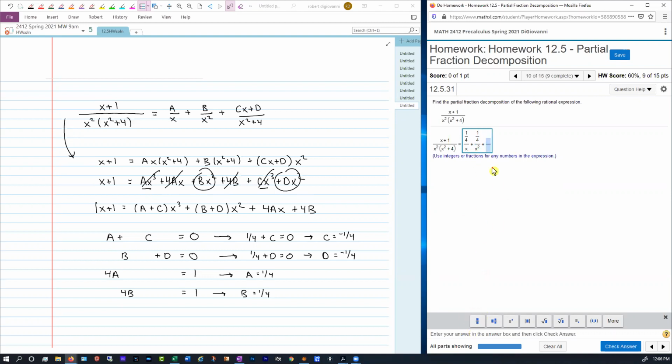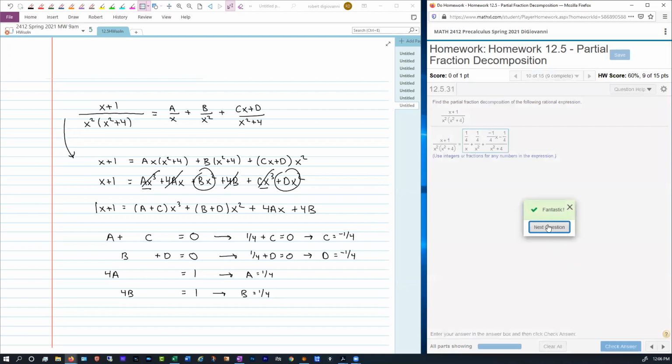Okay, next one is a fraction, and then c is a fraction, so negative 1/4 in front of x, plus d, which is also a fraction, so minus 1/4 again, and that's all over x squared plus 4. All right.